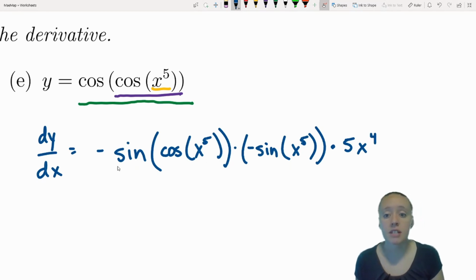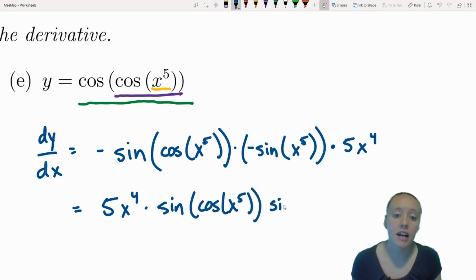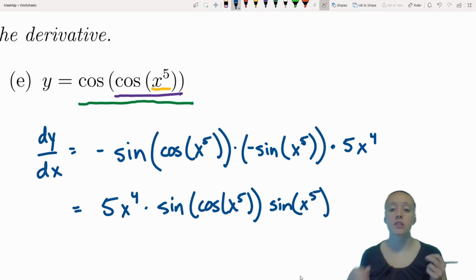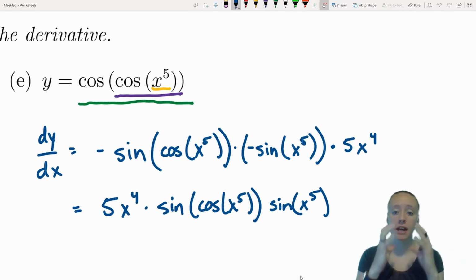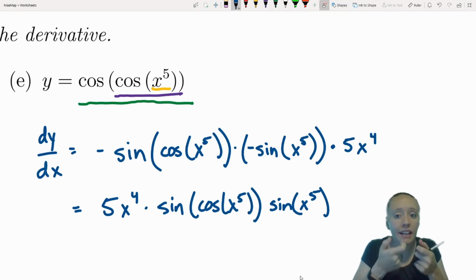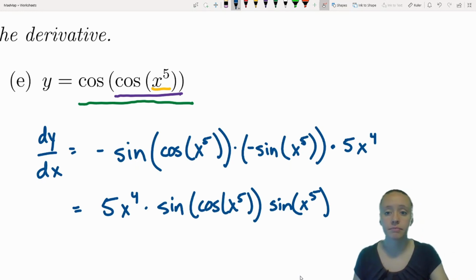A negative times a negative is going to give me a positive, so this derivative is going to be 5x to the fourth times the sine of the cosine of x to the fifth times the sine of x to the fifth. And there we have it. That's the derivative of the cosine of the cosine of x to the fifth, starting with that outermost function and working our way in, not doing anything to those inside functions until we take their derivative.